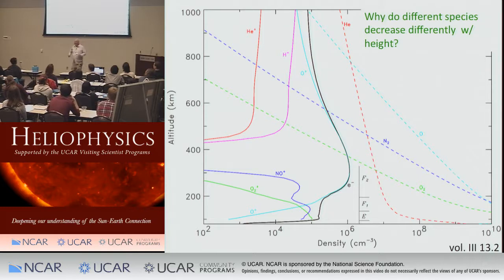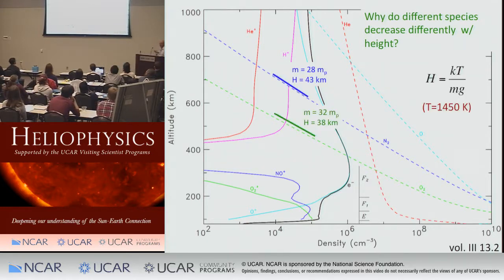Molecular weight, right? They all fall off exponentially because they all have roughly the same temperature. However, the scale height h I was telling you about is basically the temperature divided by mg. M is the weight of the molecule. So if I change m, I change this scale height. And so we have 28 proton masses, a scale height of 43 kilometers.